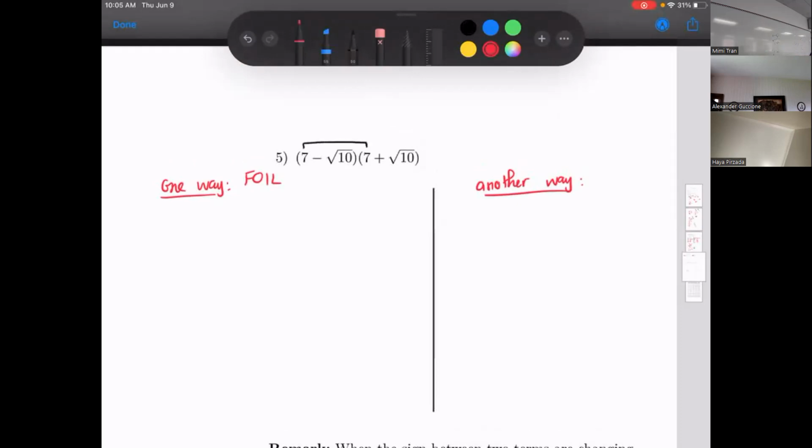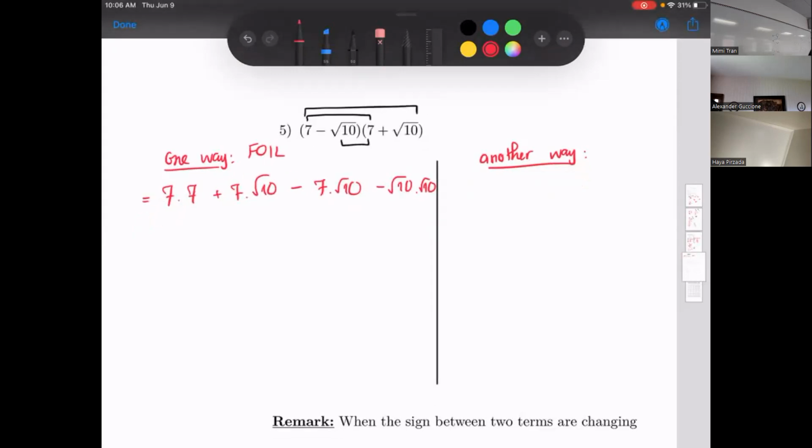So 7 times 7. Again, I'll do it slow. 7 times root 10. And then negative root 10 times 7. It's the same thing as 7 times negative root 10. So negative, right? Negative times positive becomes negative. So negative 7 times root 10. And then negative root 10 times positive root 10. 7 times 7 is 49. Negative root 10 times positive root 10 is negative 10, very good.